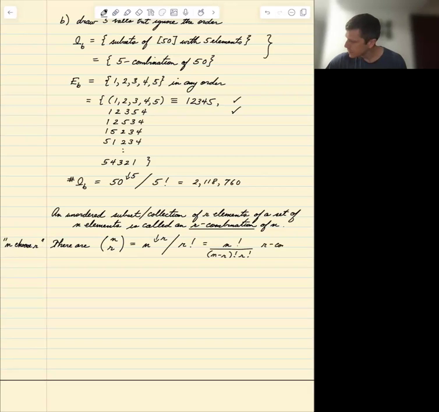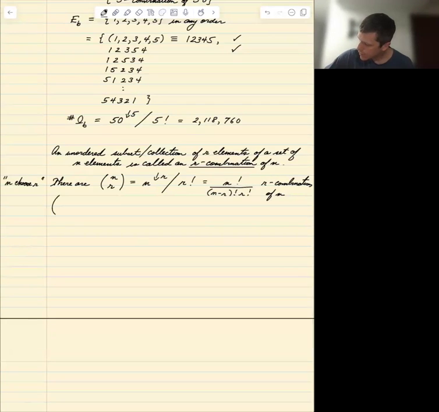The number of R combinations of N, N choose R, is also known as a binary or a binomial coefficient. Okay. So what are some things to take note of?